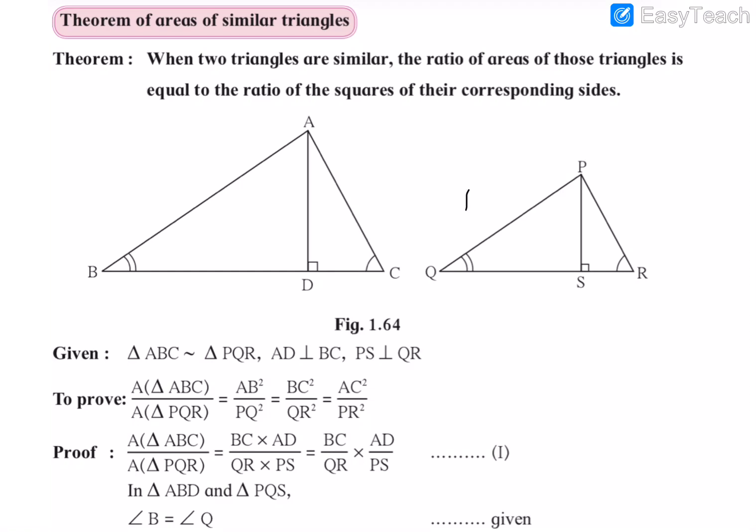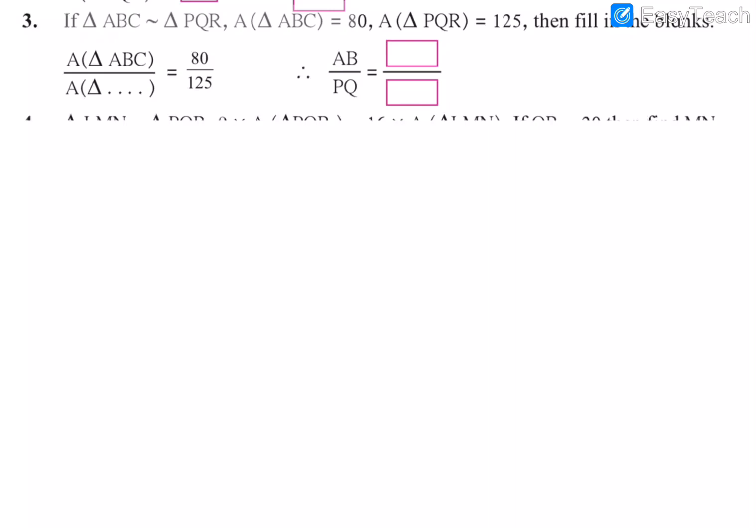So we are using this theorem in the problems we are going to do in this section. So this is the first question. In triangle ABC and PQR, the two triangles are similar. Triangle ABC is similar to triangle PQR. The area of triangle ABC is 80 and the area of triangle PQR is 125. So given that two triangles are similar and the area of the first triangle and the area of the second triangle are given, we need to fill in the blanks.